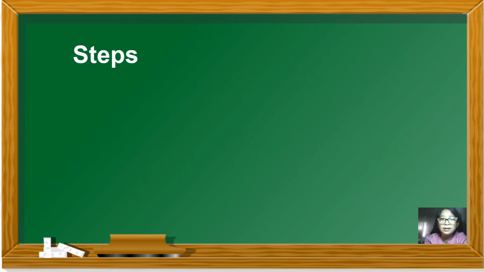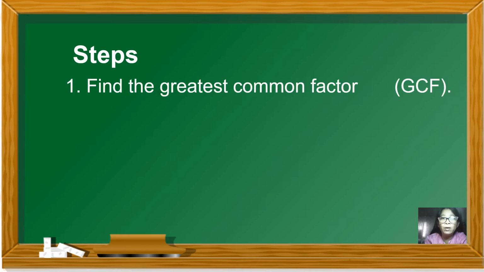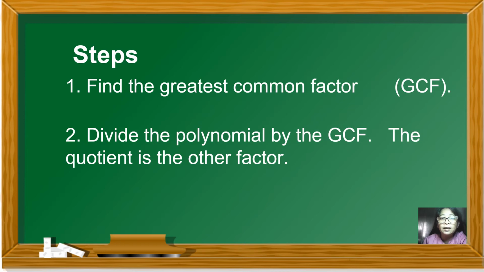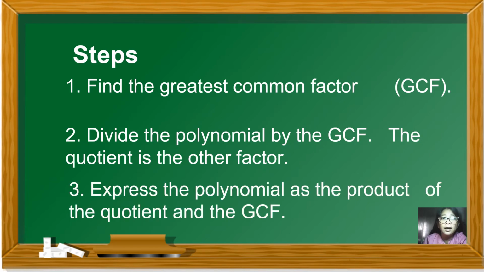So we have here the steps. Okay, step 1. First, you need to find the greatest common factor, or the GCF. And then next, divide the polynomial by the GCF. The quotient is the other factor. And then when you get that, express the polynomial as the product of the quotient and the GCF. So the answer would be the GCF and the quotient.